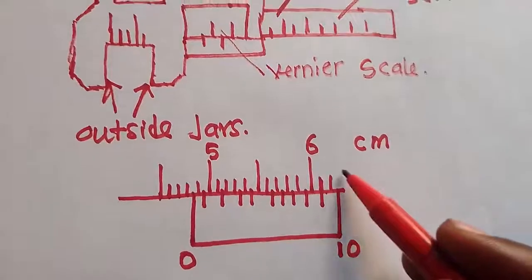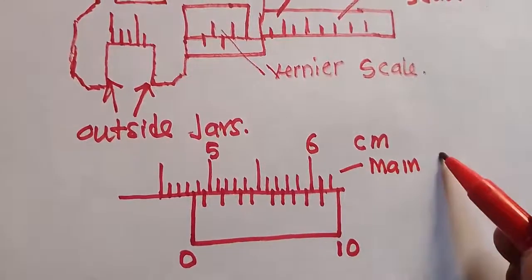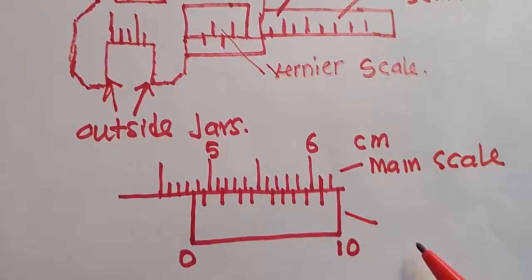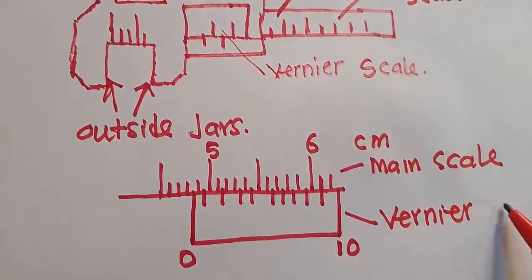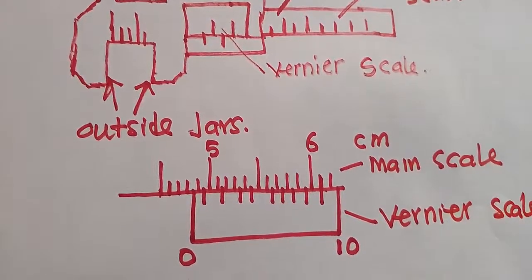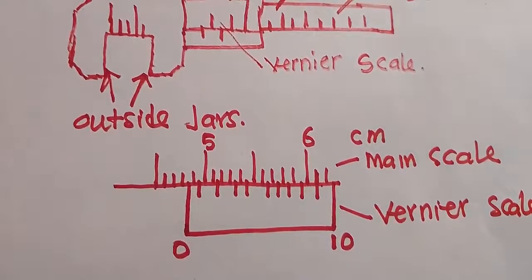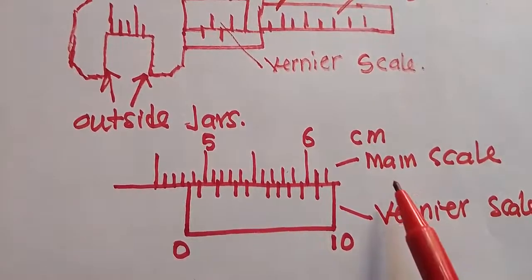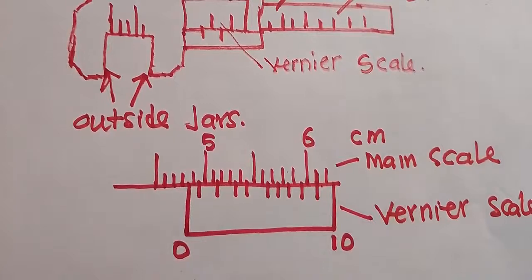The scale on top is called the main scale. The scale down here is called the Vernier scale. These are the two scales that you need to know and understand. With this, how can you get the reading? We'll start with the main scale. How do we get the reading on the main scale?